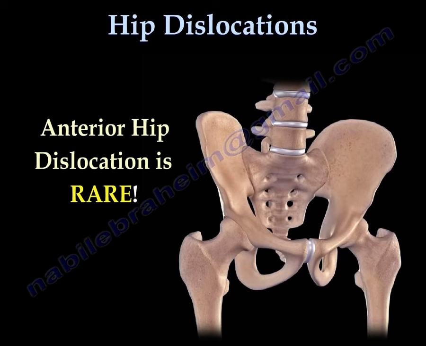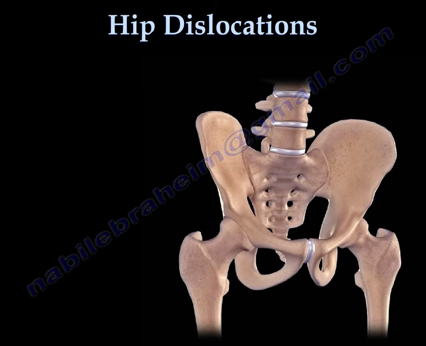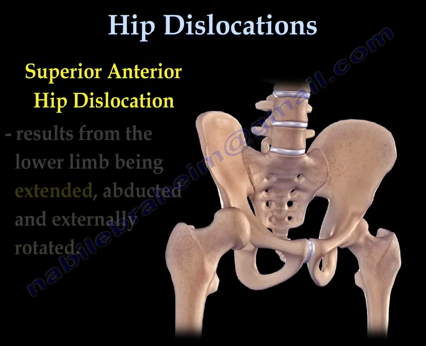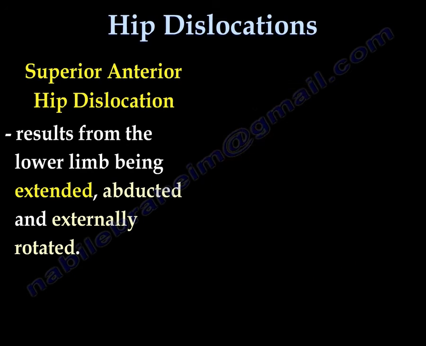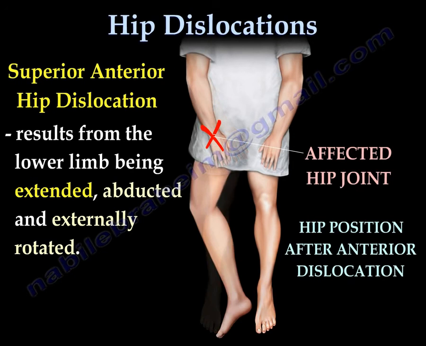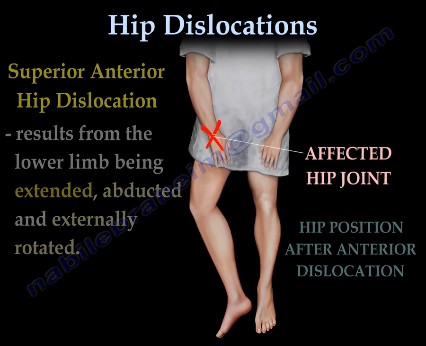Anterior hip dislocation is rare. It could be a superior anterior hip dislocation, and the lower extremity will be extended, abducted, and externally rotated. You can see the position of the lower extremity after anterior dislocation of the hip.